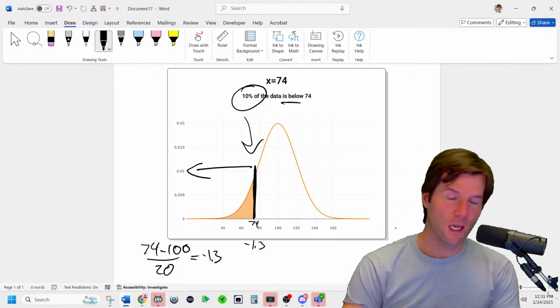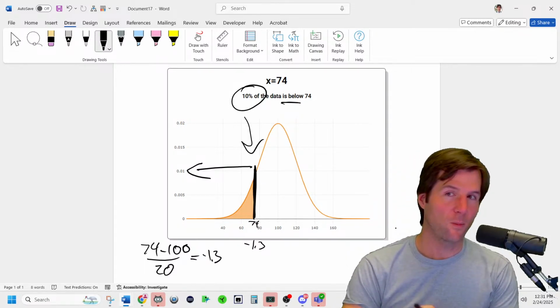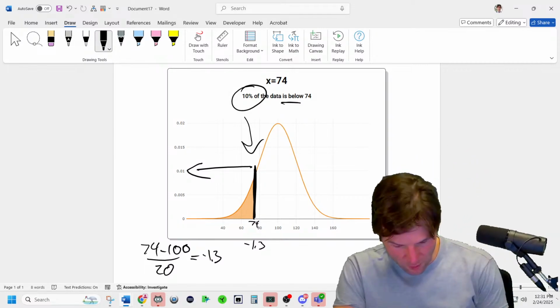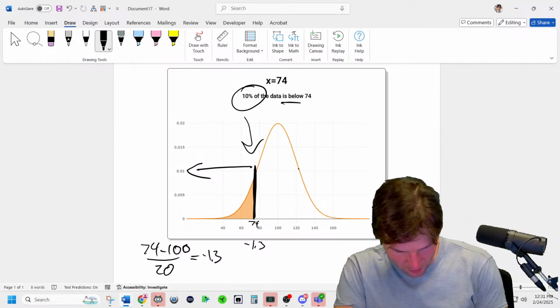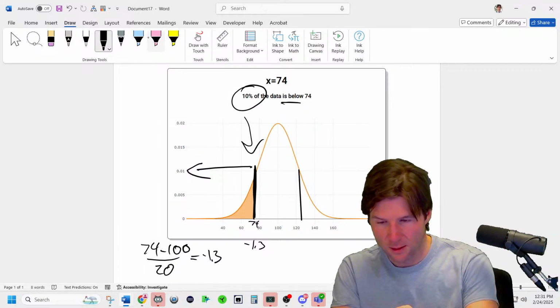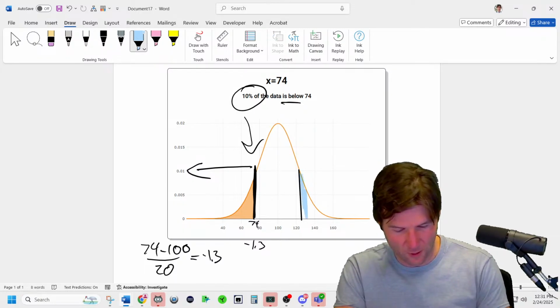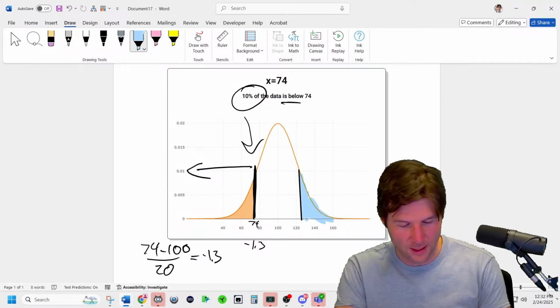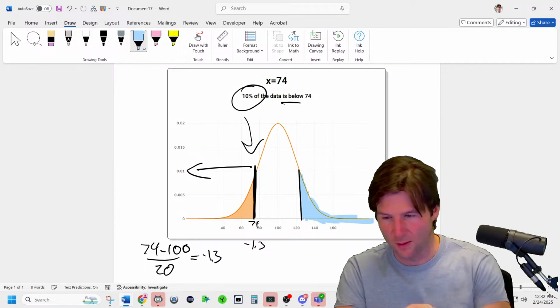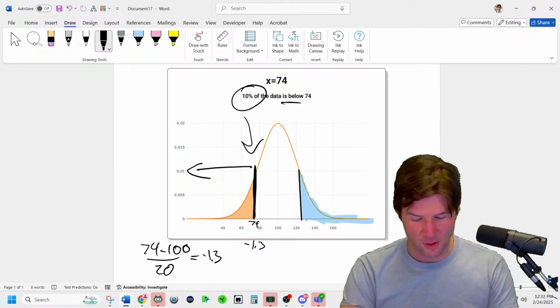And then when we ask for the 90th percentile, it's the top what percent? The 90th percentile is also known as the top what percent? Top 10%. Mm-hmm.